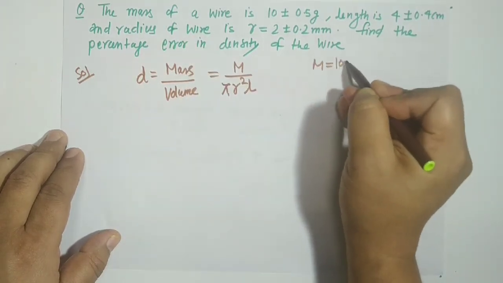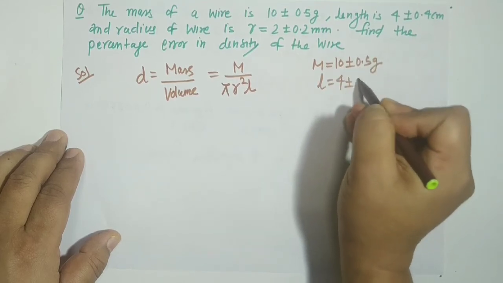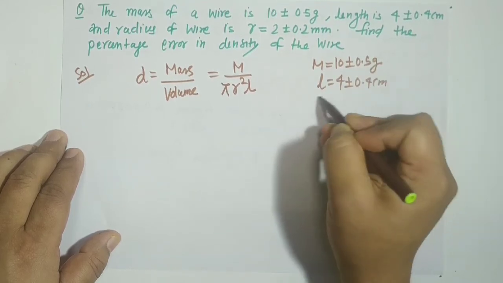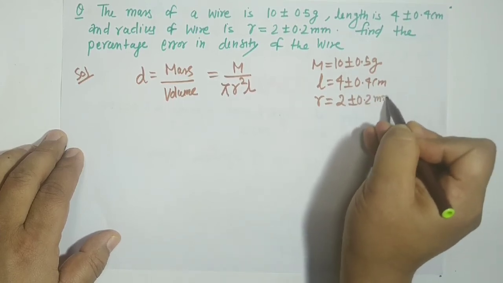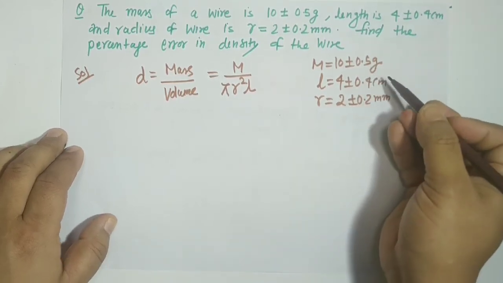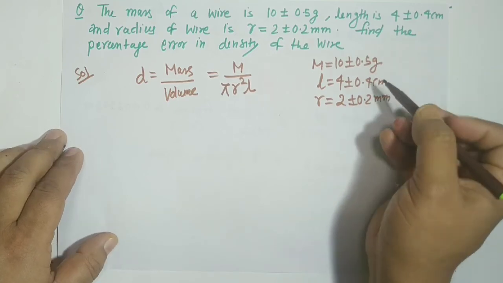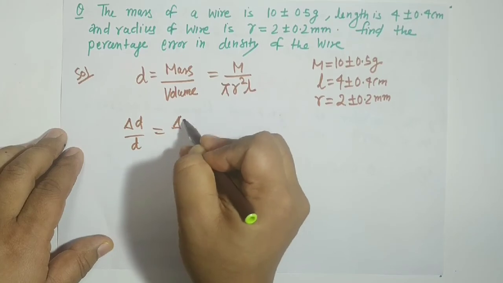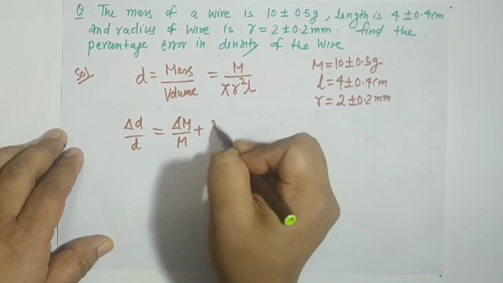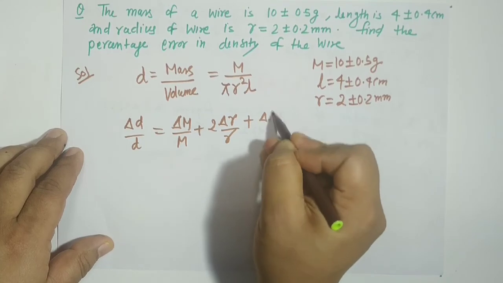Are you getting? It's a wire. Mass is given 10 plus minus 0.5 gram. Length is given 4 plus minus 0.4 centimeter, and radius is given 2 plus minus 0.2 millimeter. And do you know the units are different, but it doesn't matter for the dimension because they are taken in the ratio. So I will write delta d by d. You remember delta m by m, I think all of you remember, 2 delta r by r, you know the exponent, and then delta l by l.